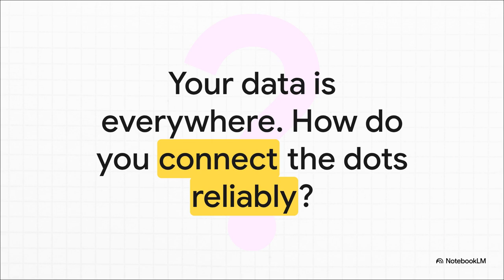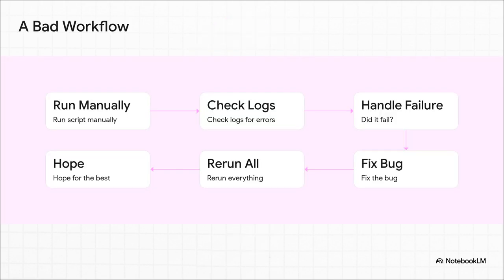I mean, just think about it for a second. Your data is coming in from everywhere, right? APIs, databases, all these different services. You've got scripts pulling it, scripts cleaning it, scripts analyzing it. But how do you make sure all those little pieces actually work together every single time without you having to manually check on them?